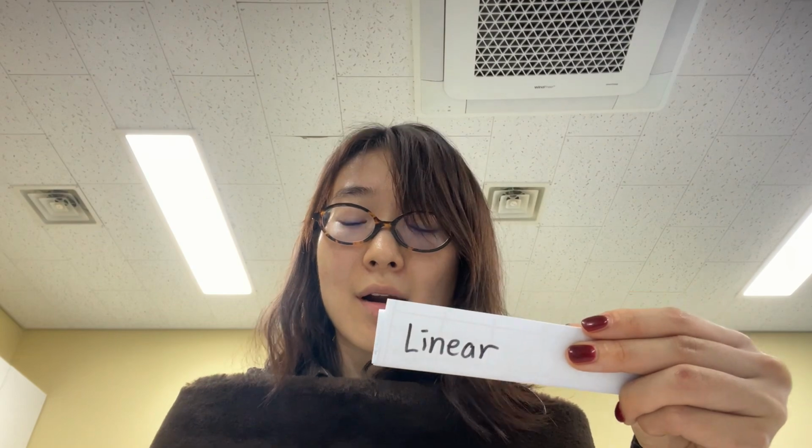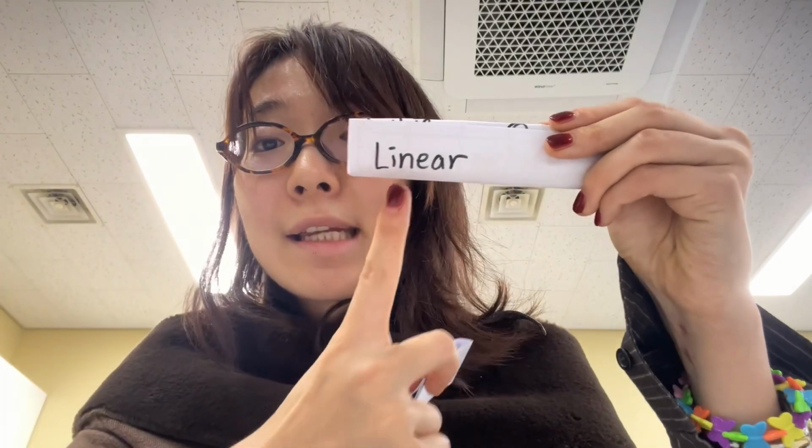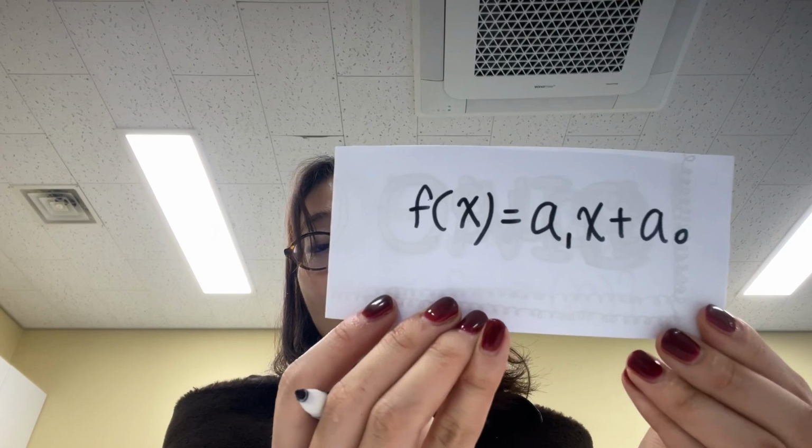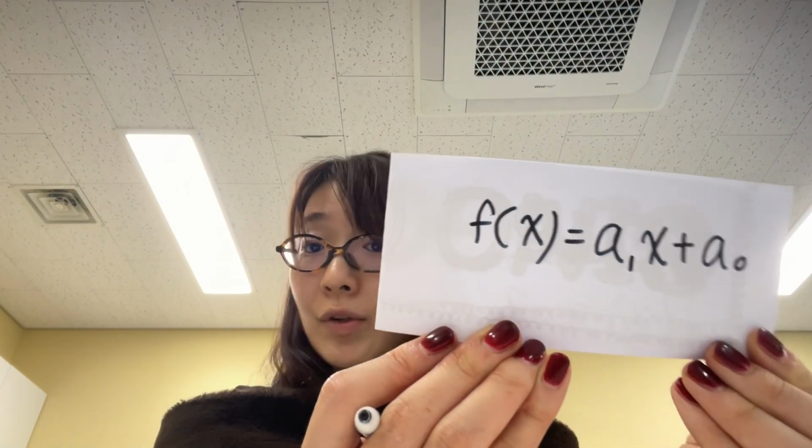When our degree is 1, here, let me fold it up. When our degree is 1, we call that function linear because why? When we graph it, it looks like a straight line. And what's the standard form of a linear function? It is f of x equals a1 x plus a0. This is what the standard form of the linear function looks like.